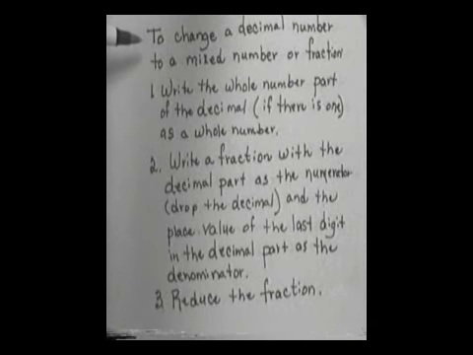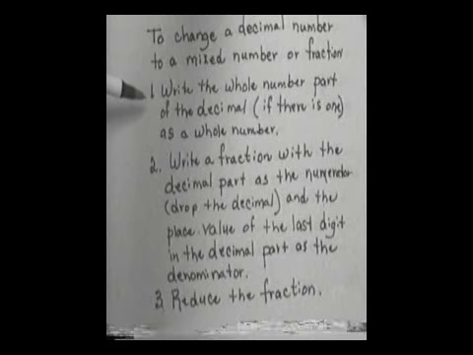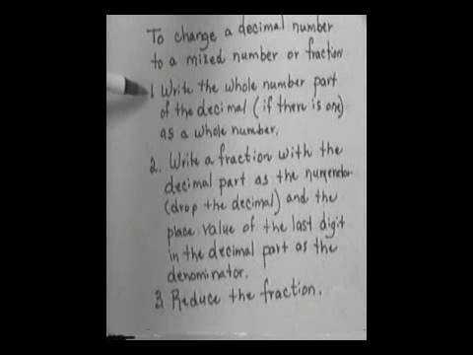To change a decimal number to a mixed number or a fraction, the first thing you do is write the whole number part of the decimal as a whole number. Now, it might be your decimal doesn't have a whole number, but if it has one, you would write down what the whole number part was, and you'd write it as a whole number. After you finish doing that, you go to the decimal part.